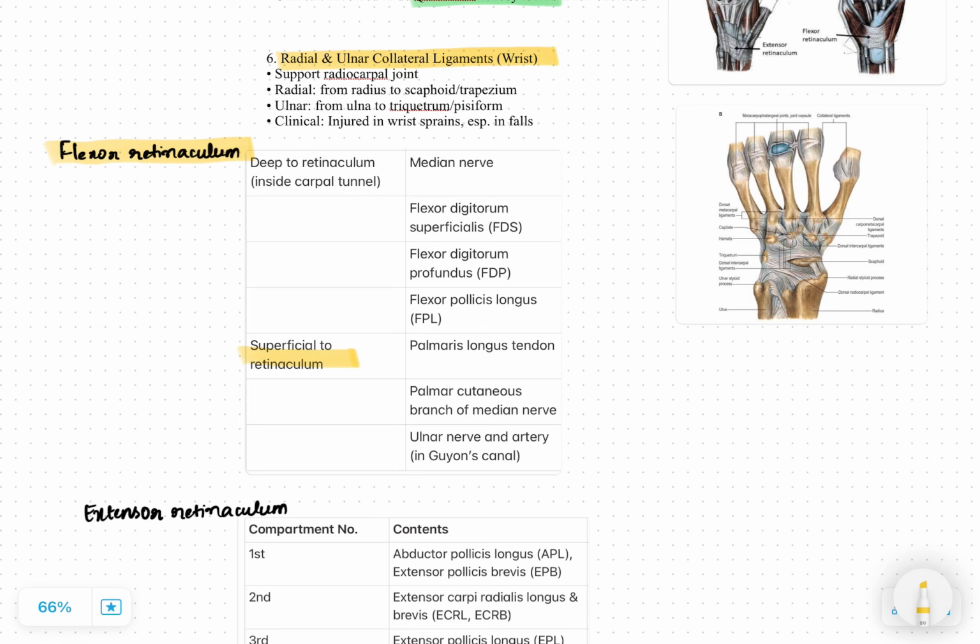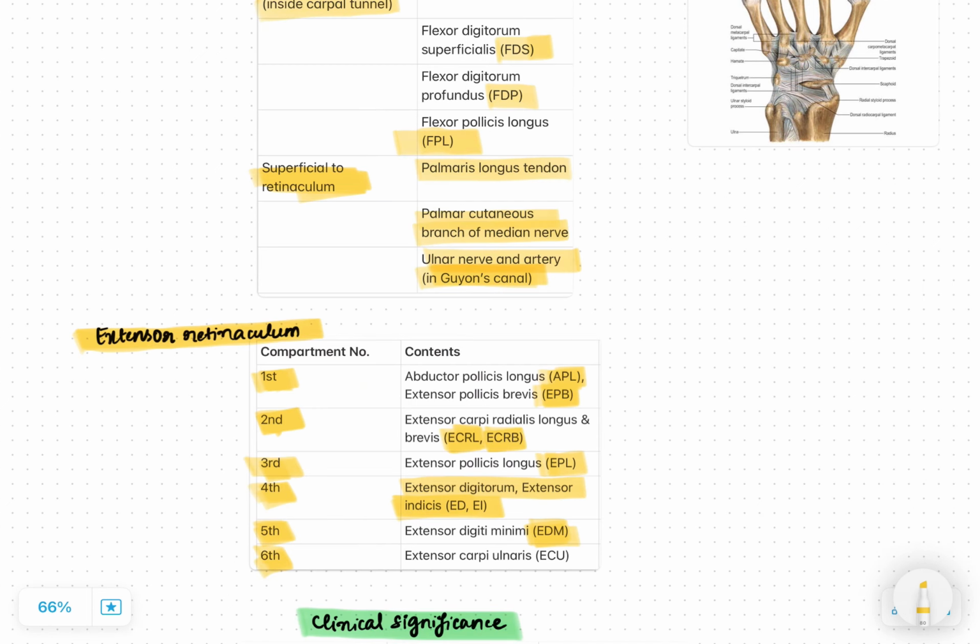Next is the extensor retinaculum. Here it is divided into 6 compartments. First compartment: abductor pollicis longus and extensor pollicis brevis, towards the thumb side. Second compartment: extensor carpi radialis longus and brevis, both structures. Third compartment: extensor pollicis longus. Fourth compartment: extensor digitorum and extensor indicis. Fifth compartment: extensor digiti minimi, that is at the little finger. Sixth: extensor carpi ulnaris. This is the most medial one.